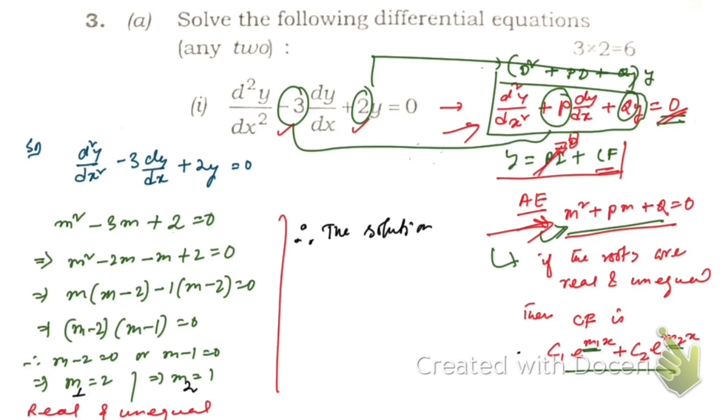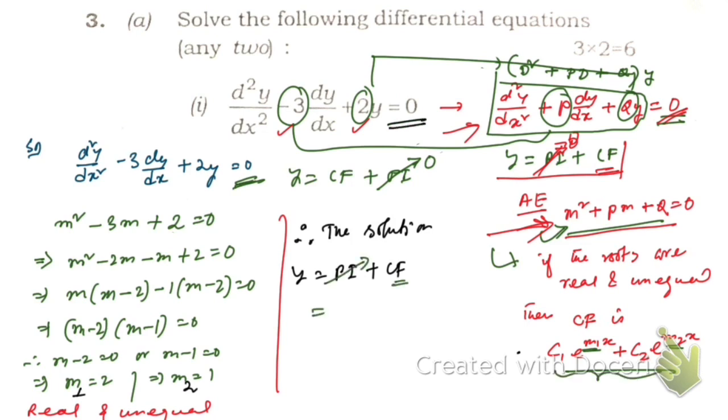So here you see in this equation PI is 0. Since PI is 0 in such type of equations, our solution will be only y is equal to CF. Actually this solution consists of two parts, CF plus PI, but here we have PI equal to 0 in this form. So the solution will be y is equal to PI plus CF. PI is 0, so if you put the values of m1 and m2 here, then your answer will be this.